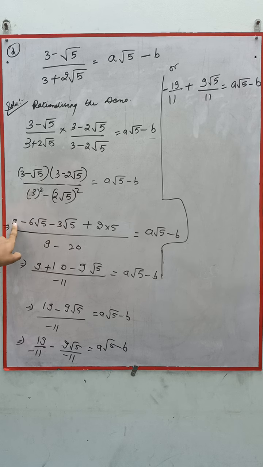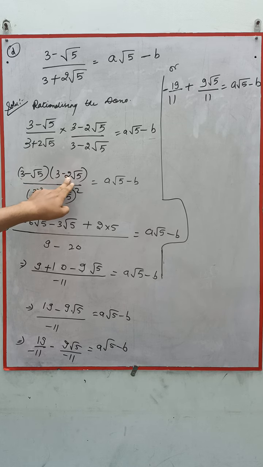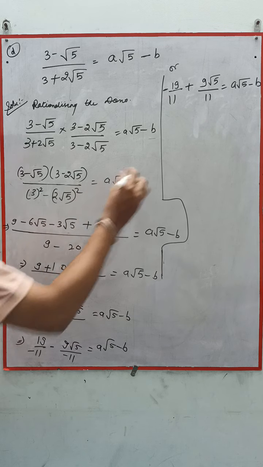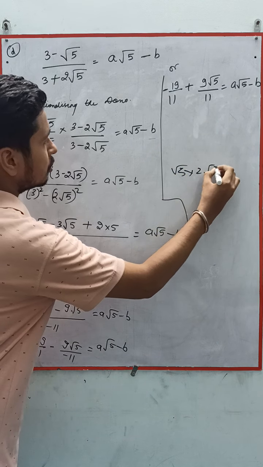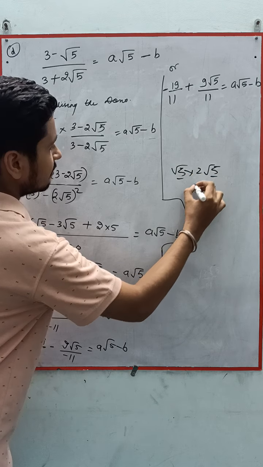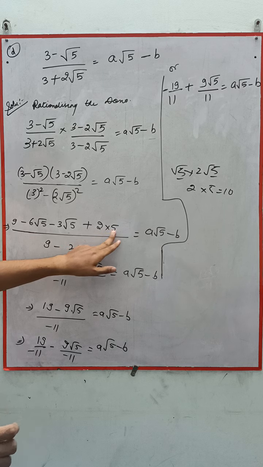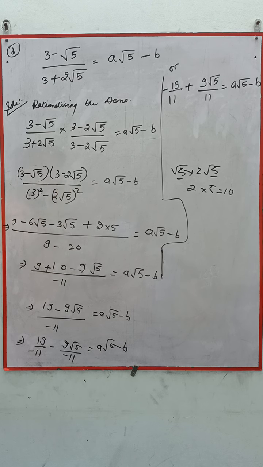So 3 3s are 9 here. 3 into 2 root 5 will give you 6 root 5, because 3 will be multiplied by 2. Here root 5 into 3 will give you 3 root 5 with a minus, and minus root 5 into minus 2 root 5, so root 5 into 2 root 5. Root 5 times root 5 is 5, into 2 will give you 10. So that is how I have written 2 into 5, and minus times minus will be plus. So here plus. So 9 plus 10 I have written here.